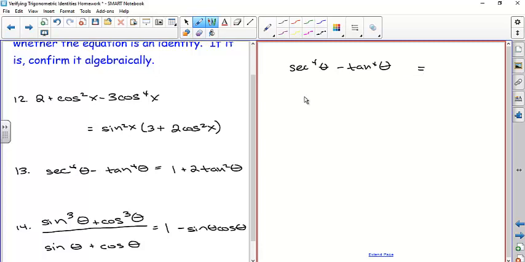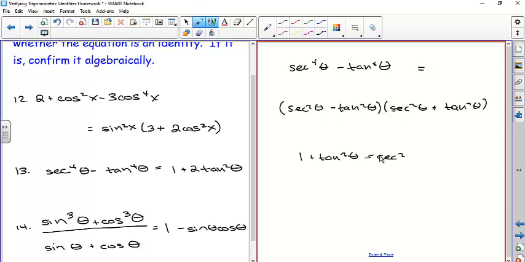So what I would think about doing there is I would say it's secant squared theta minus tangent squared theta times secant squared theta plus tangent squared theta. Why I'm doing that is because I'm trying to come up with some trigonometric identity that involves squareds, and there is this trig identity that involves secants and tangents. Let's write that out and go back to the beginning of chapter 5. So we've got 1 plus tangent squared theta equals secant squared theta.